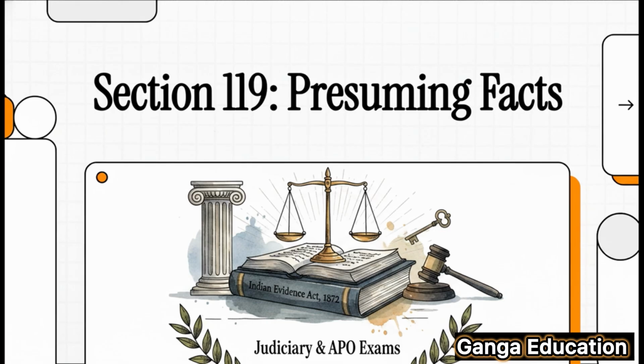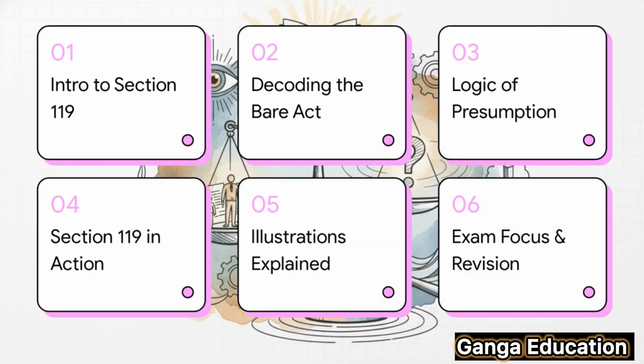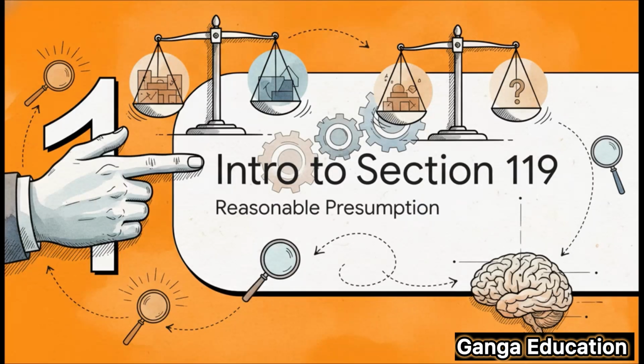And let me tell you, for anyone preparing for the judiciary and APO exams, this section is absolutely crucial. So here's our roadmap for this session. We'll start with the basics of Section 119, decode the legal language, understand the logic behind it, and then see it in action with some real cases. Finally, we'll wrap up with key illustrations and what you absolutely need to know for your exams. All right, let's dive right in.